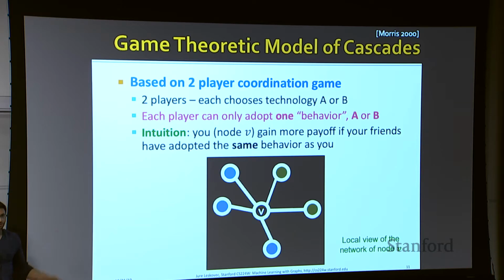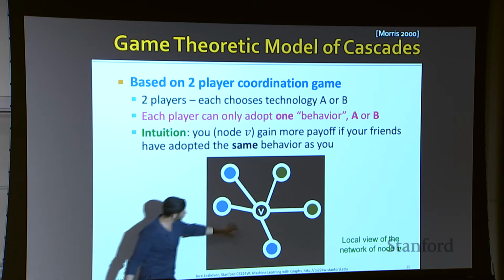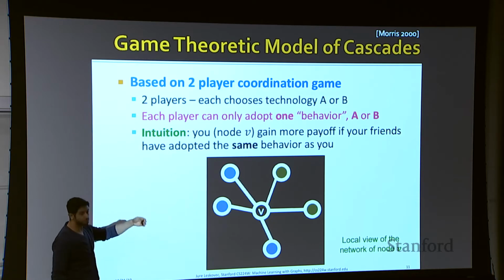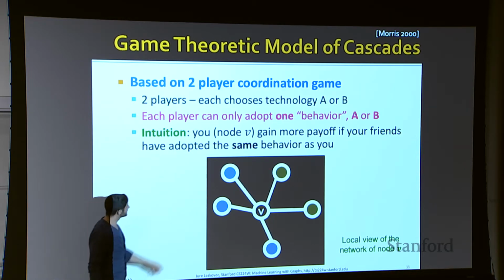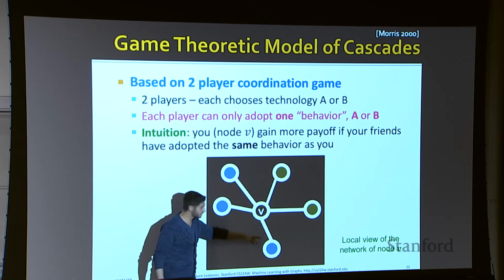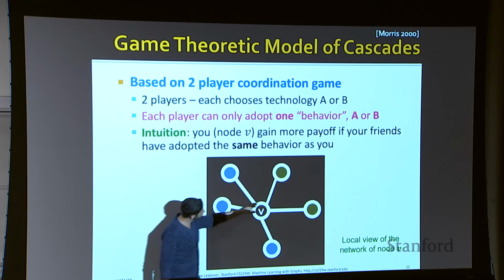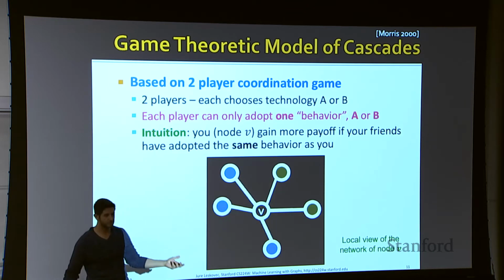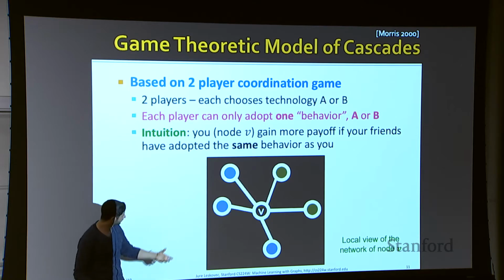And each player in our initial scenario can adopt either of two behaviors, okay? So you can either be in behavior A or in behavior B. The intuition here is that you're node V, part of this network, and you gain more payoff if your friends have adopted the same behavior as you. In this case, 3 of your friends have adopted the blue behavior, and 2 of your friends have adopted the green behavior. If the payoff for green and blue is the same, then your logical choice is to adopt the blue behavior, right?